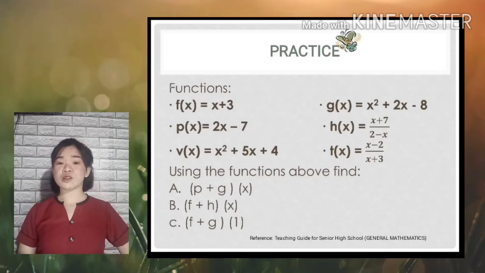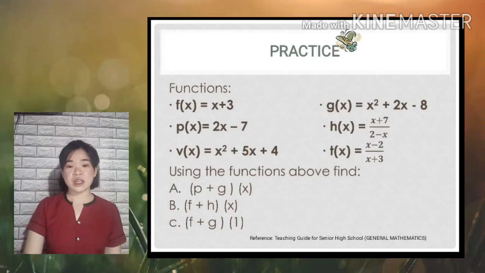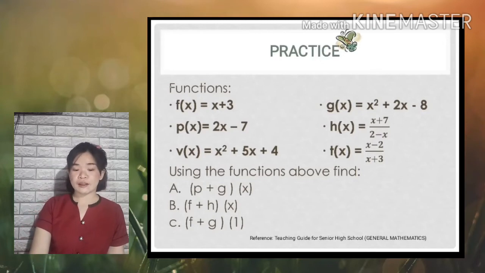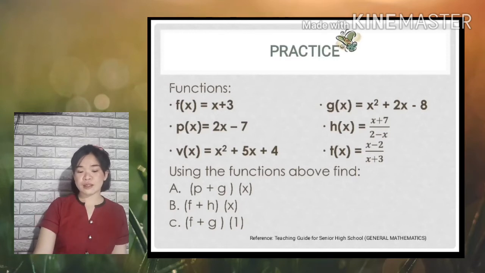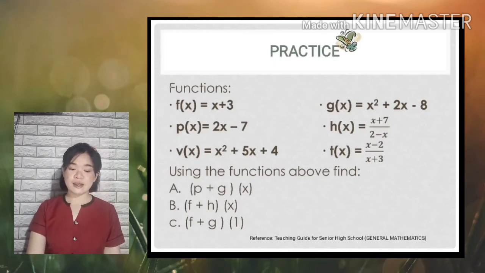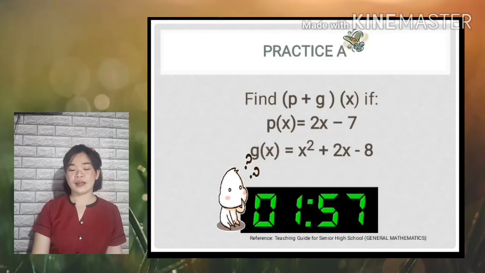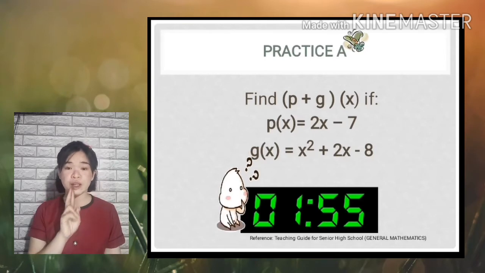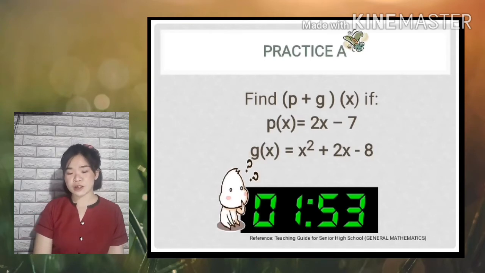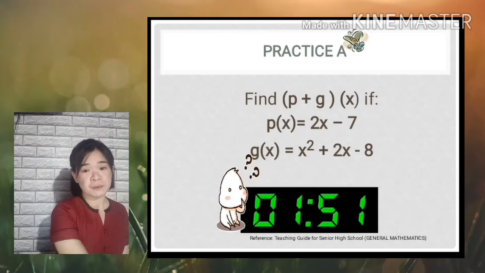So using these functions above, find letter a, p plus g of x, letter b, f plus h of x, and letter c, f plus g of 1. Okay, so I'm going to give you 2 minutes each question. Grab your pen and papers.